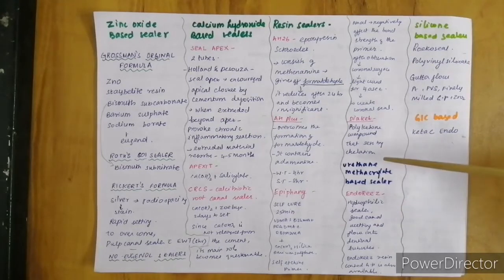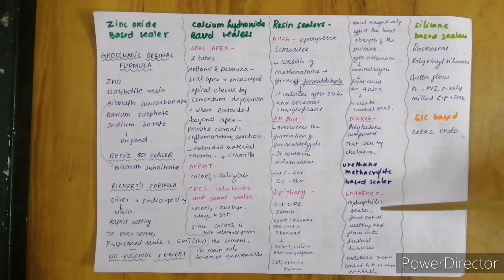Then EndoREZ is also an urethane methacrylate based sealer. The important property of EndoREZ is its hydrophilic nature, so it will wet the dentin easily and it will penetrate into the dentinal tubules. Okay, this is an important point of EndoREZ.